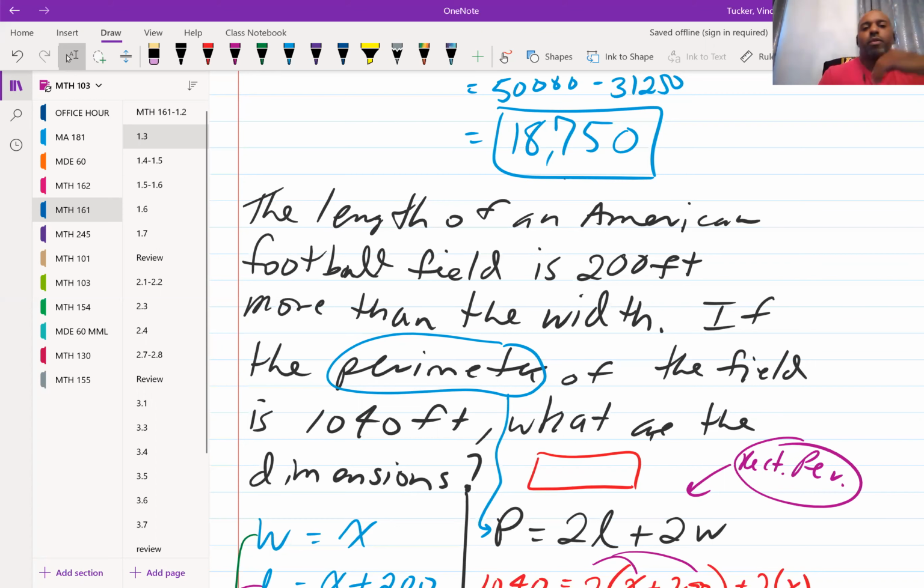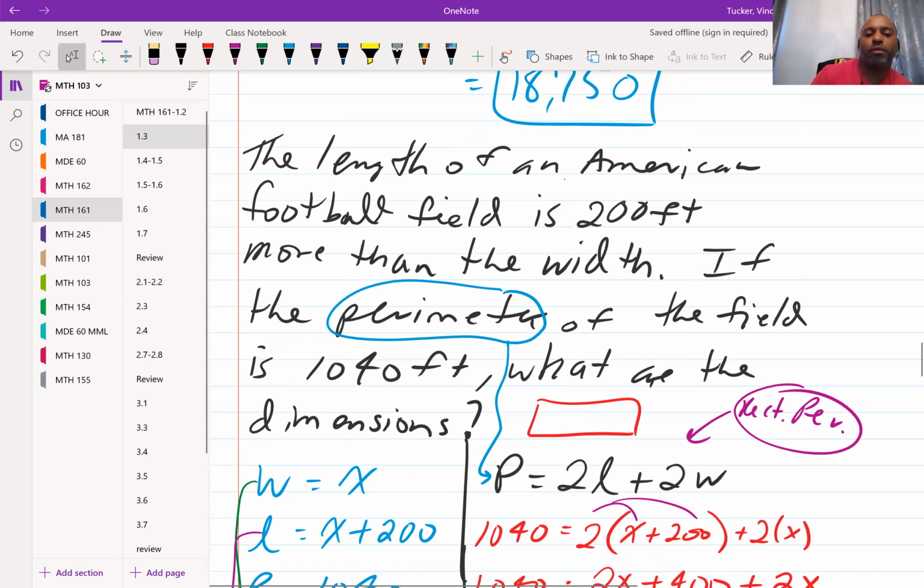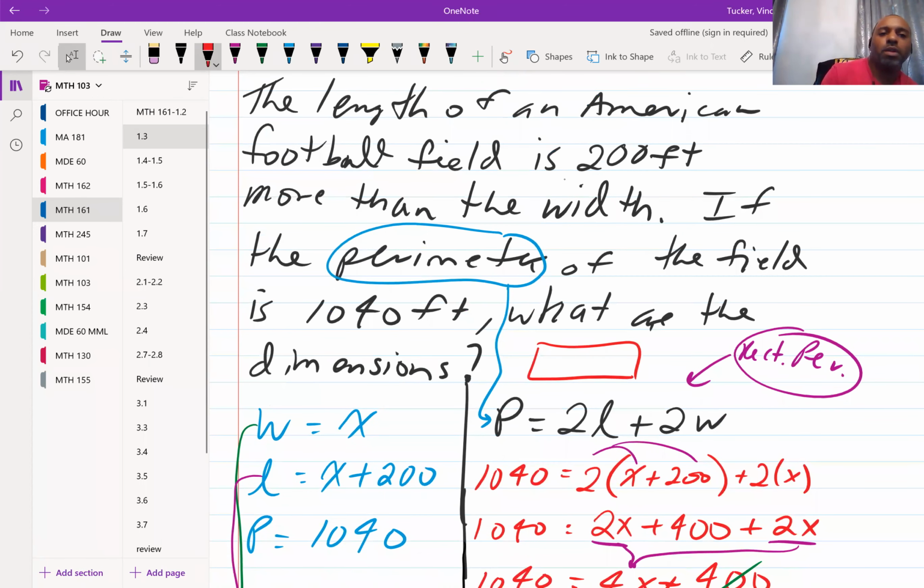All right, so we're looking at the perimeter. Now, if we're talking about the perimeter of a football field, here's the formula for the perimeter of a rectangle. Remember, a football field is rectangular in shape. So the perimeter formula for a rectangular shape is P equal to 2L plus 2W. So that means we need an algebraic representation for the length and the width. Remember, what we do not want to do is call one X and the other one Y. So we need to figure out a way to write each one of them in terms of one variable.